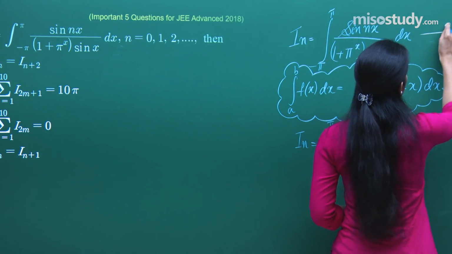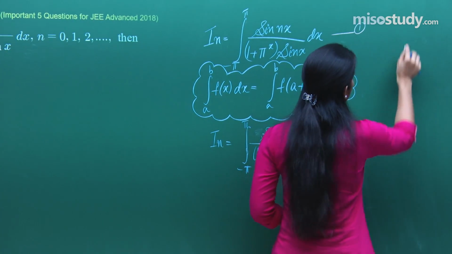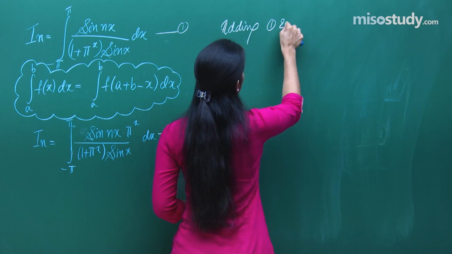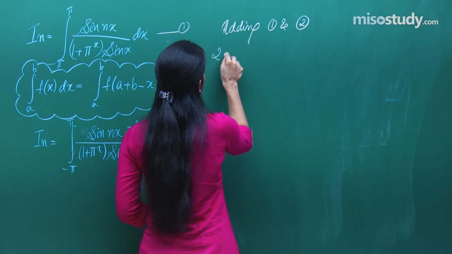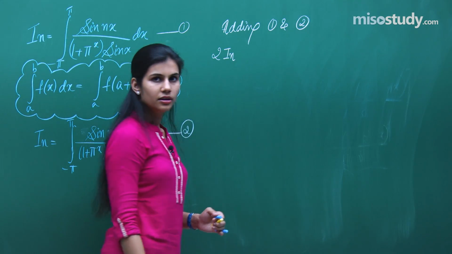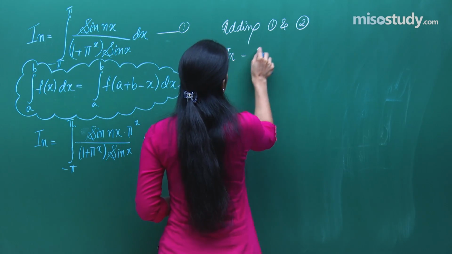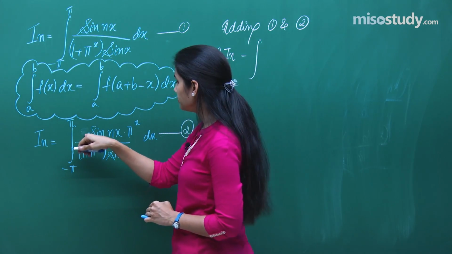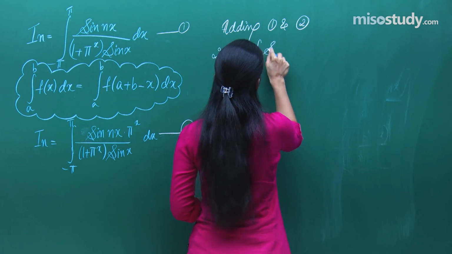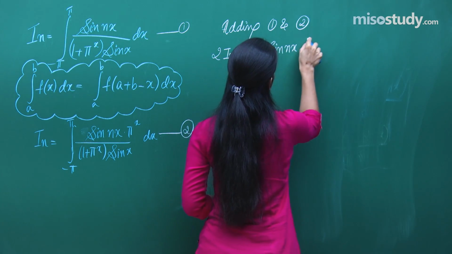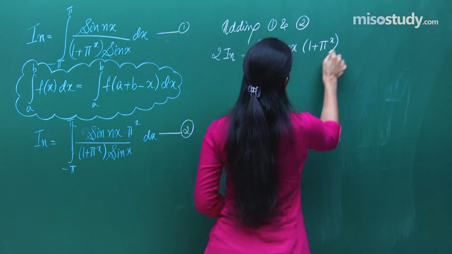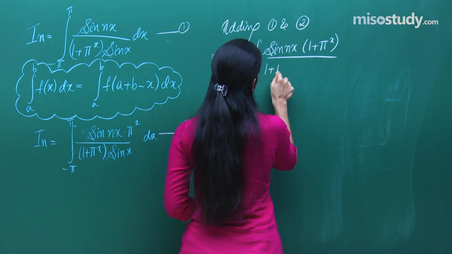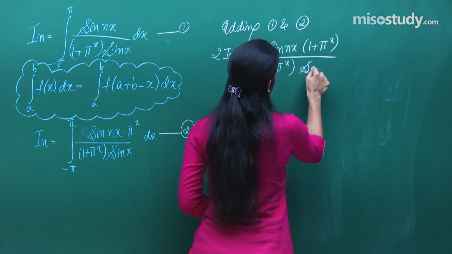So, adding 1 and 2, what is it that you get? You get twice of In. Twice of In will be, just add it up, sin nx is going to come out common. You will be left with 1 plus pi to the power x, whole upon, you already have 1 plus pi to the power x into sin x.